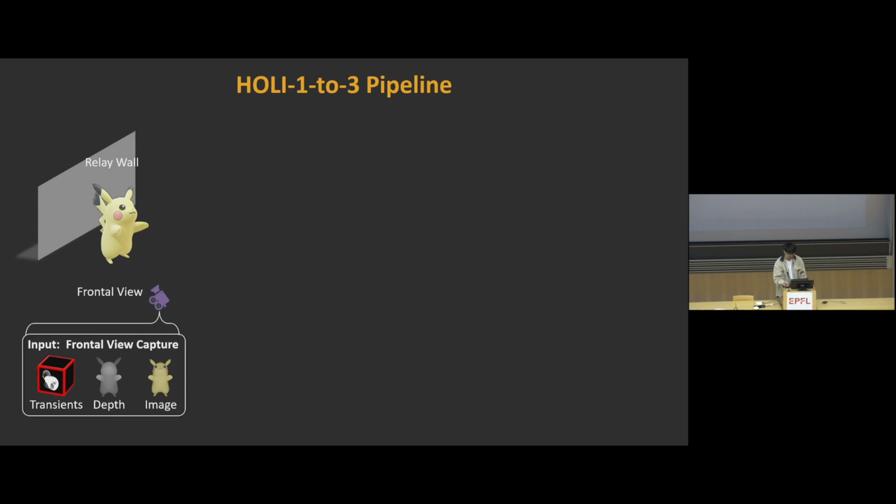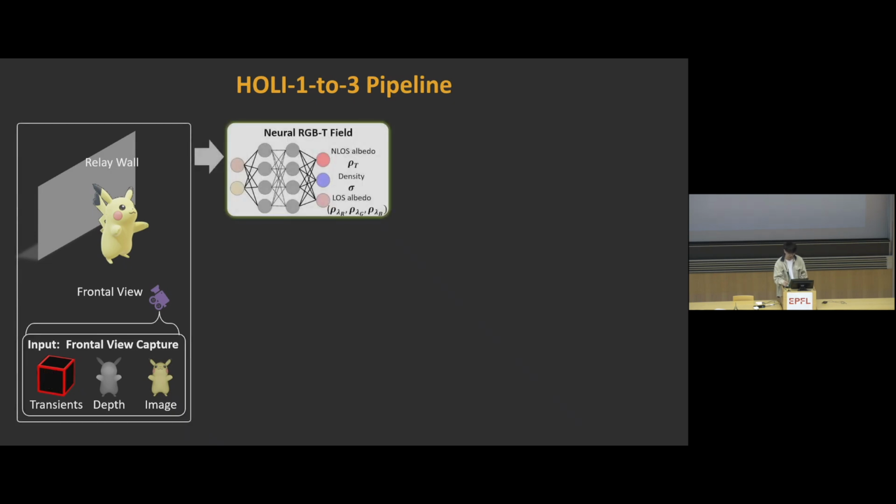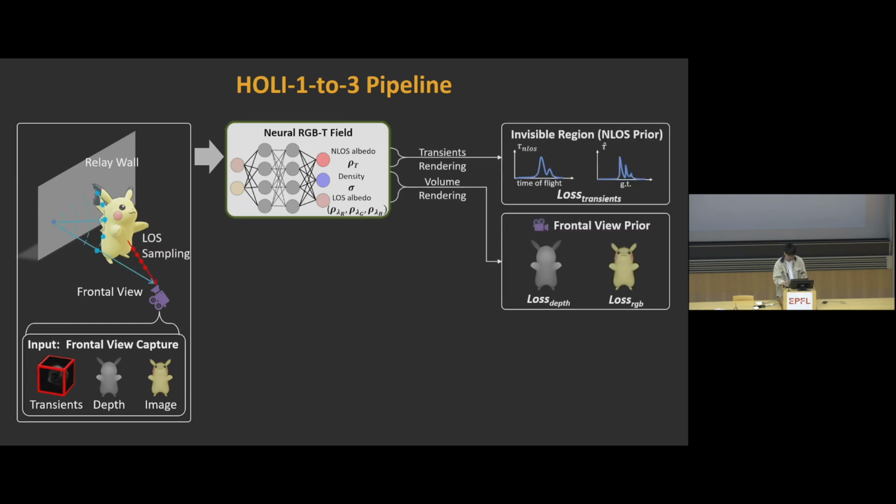So given the input from the single view scan, we propose a neural RGBT field to unify line-of-sight and NLOS measures. This neural field has one density channel for geometry, one NLOS albedo channel, and three RGB channels for line-of-sight imaging. We then adopt volume rendering and transient rendering to produce frontal view imaging, depth map, and NLOS transient. These predictions are constrained by the captured measures, respectively.